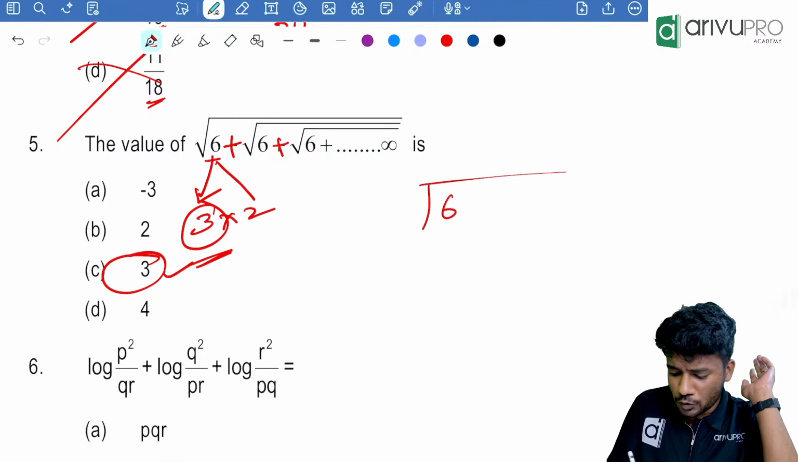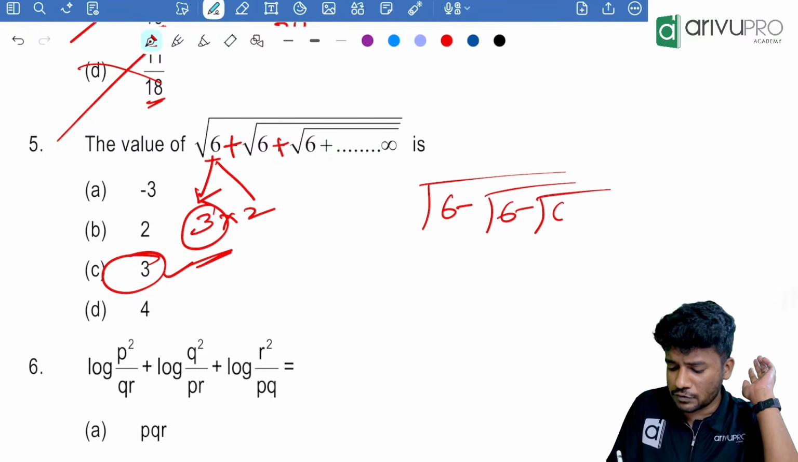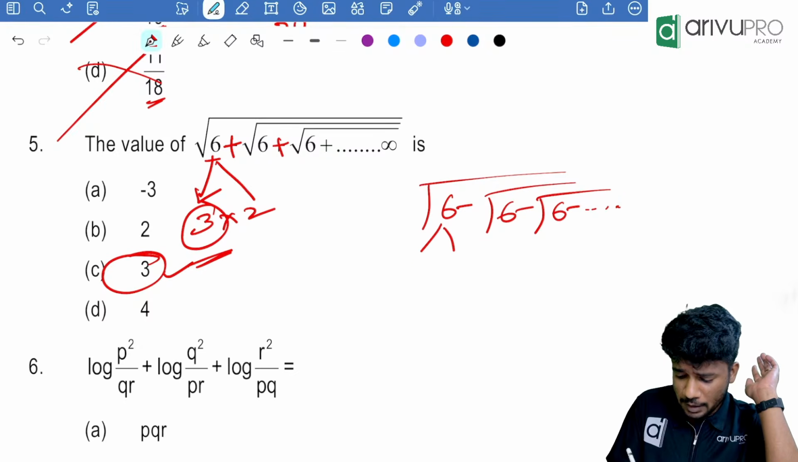For example, if the question was root of 6 minus root of 6 minus root of 6 minus and so on, that can be written as 3 into 2.